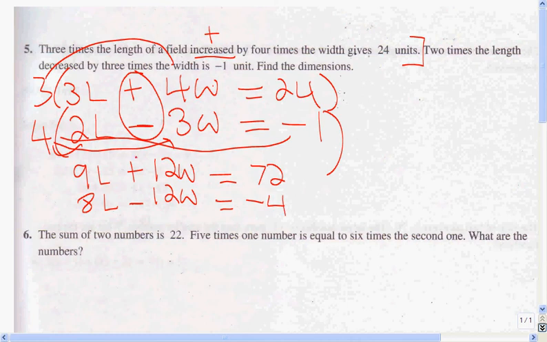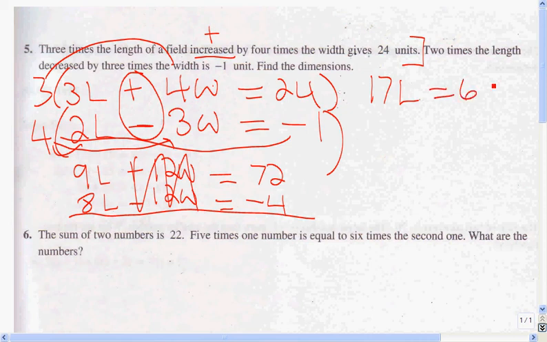Okay. Now I can cancel out the W's because it's a positive W minus W. And what I get is 9 plus 8 is 17. I'm going to write that over here because I'm running out of room. 17L, and then 72 minus 4 is 68. To get L by itself, I divide by the coefficient of L, which is 17. And 68 divided by 17 is 4 because 17 times 4 equals 68. So L equals 4.